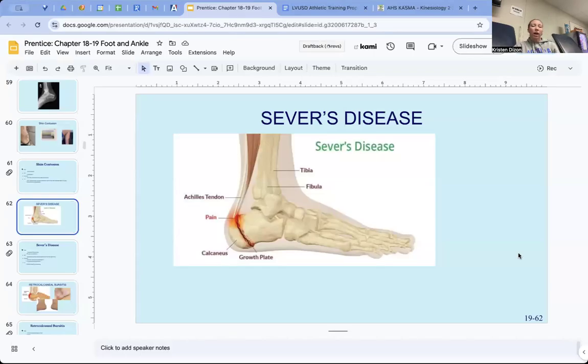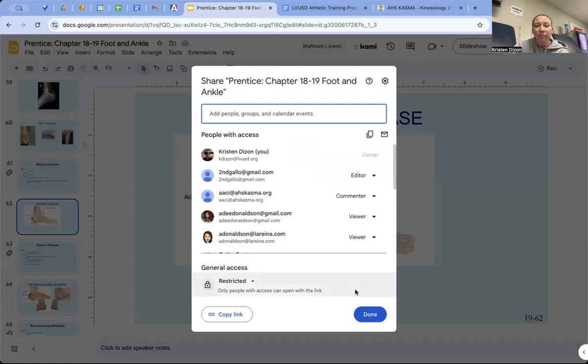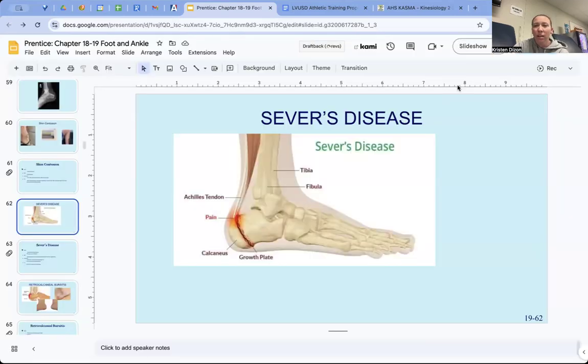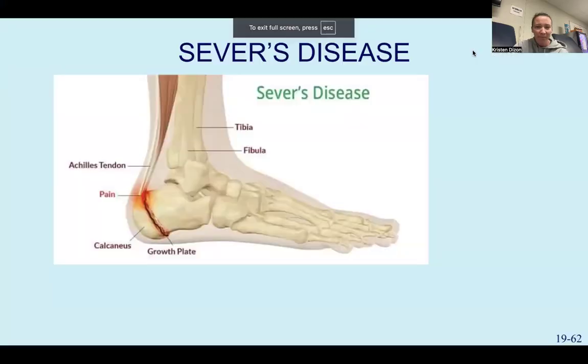All right. So I am going to go over some of the common ankle injuries that we can get in sports. Oh, why am I pressing share? Wrong share. Slideshow. All right.